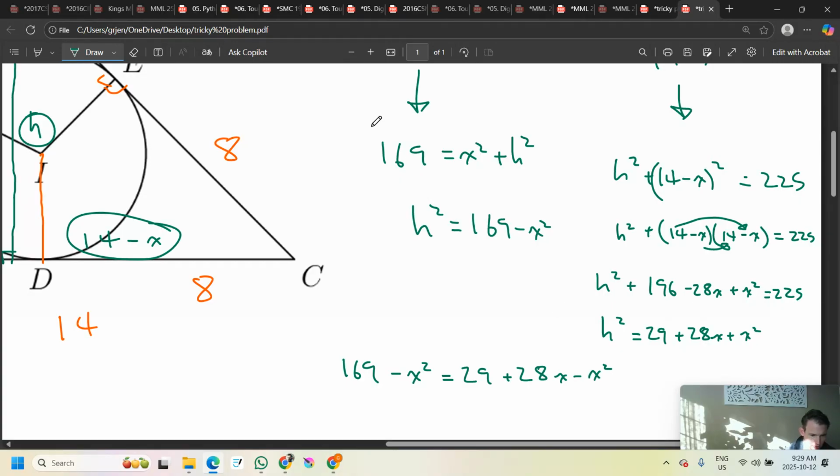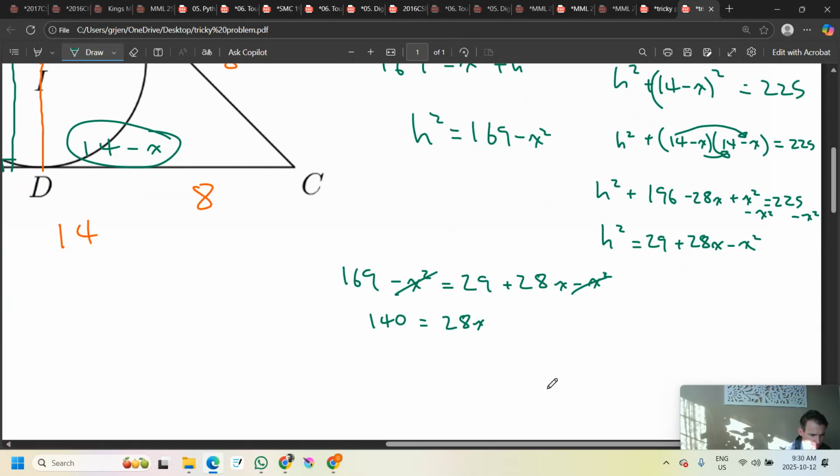This is a sign error there, of course. That's a sign error in there: it should be minus x squared, because when I take this across, of course, it's minus x squared. I believe that mistake comes from me talking. We add x squared to both sides, and we subtract 29 from both sides, giving us 140 equals 28x, and that makes x 5.